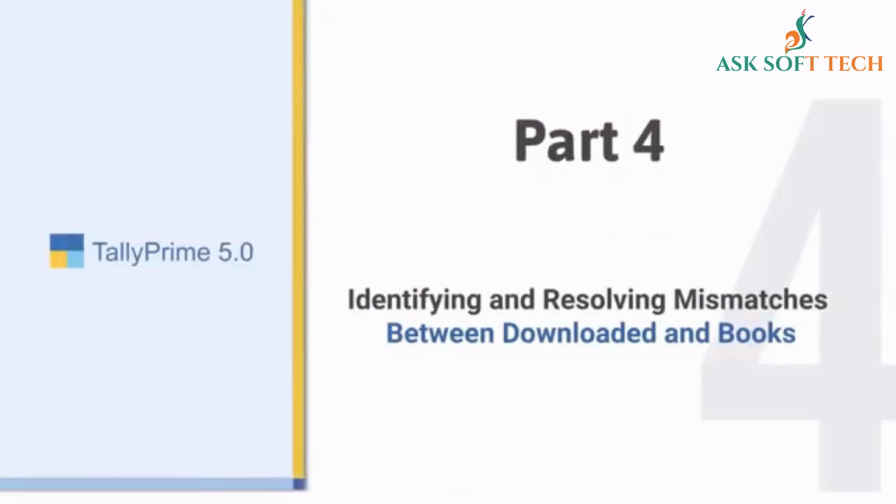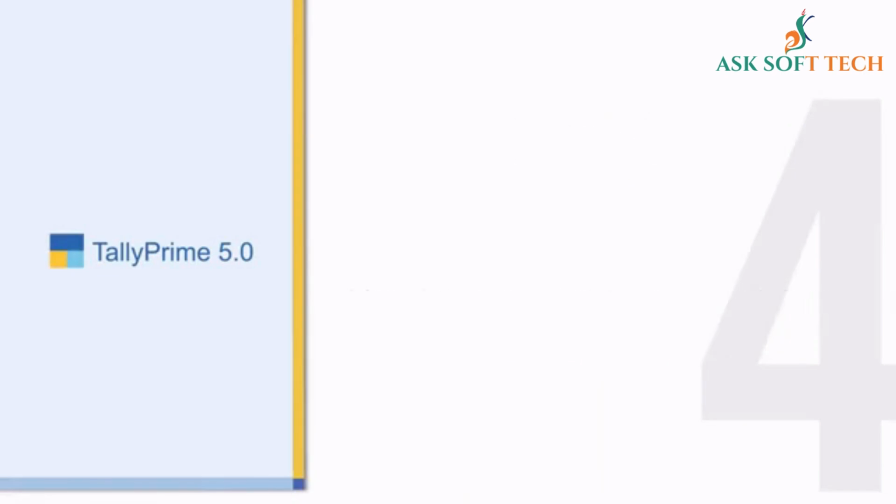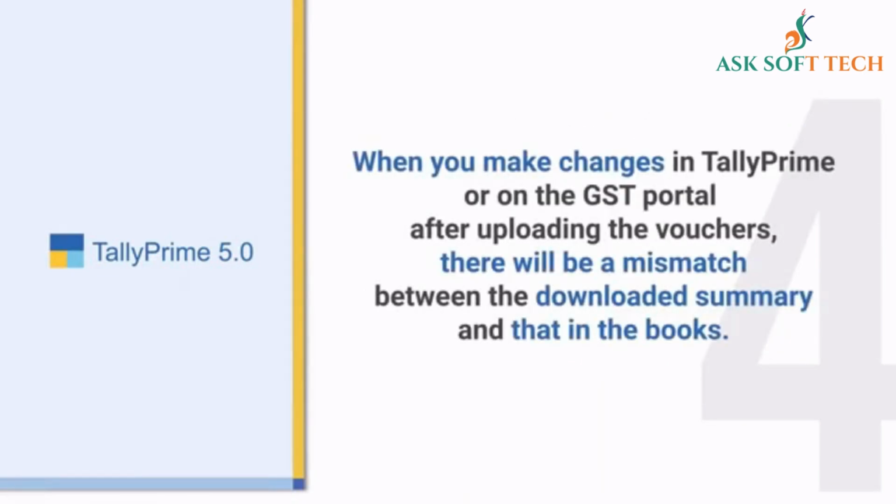Now, there might be mismatches between the downloaded data and books. You might have made changes in TallyPrime after uploading the vouchers. In a different scenario, you might have made changes on the GST portal. In such cases, there will be mismatch between the downloaded summary and that in the books.